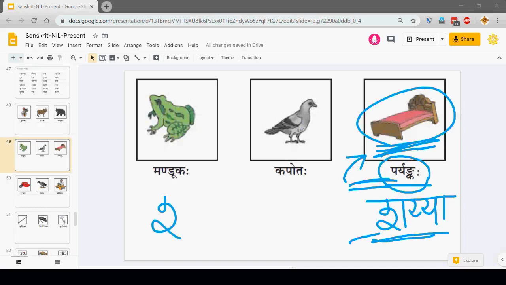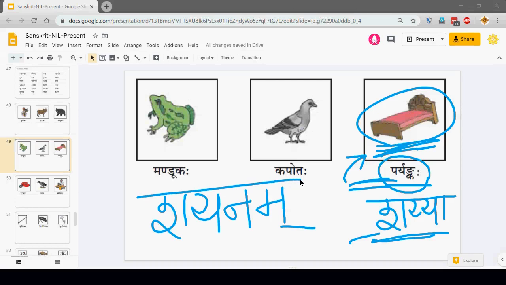There is another word for the same bed called shayanam. Shayanam is napumsakalinga, a neuter word. So as you see here, to refer to the same object, there could be multiple words, and these multiple words could have different genders. Paryanka has masculine gender, shayya has feminine gender, shayanam has neuter gender.